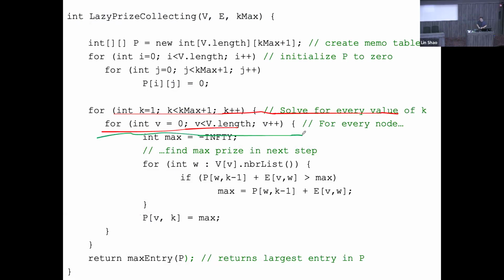From the vertex V1 to the vertex length, for every node, we find the maximum price in the next steps. We check W, representing a neighbor node of V. We check P(W, k minus 1) plus the edge weight of VW, to see what the maximum value of this is, and take that into the result of P(V, k). After that is done, we just output the largest entry in P.